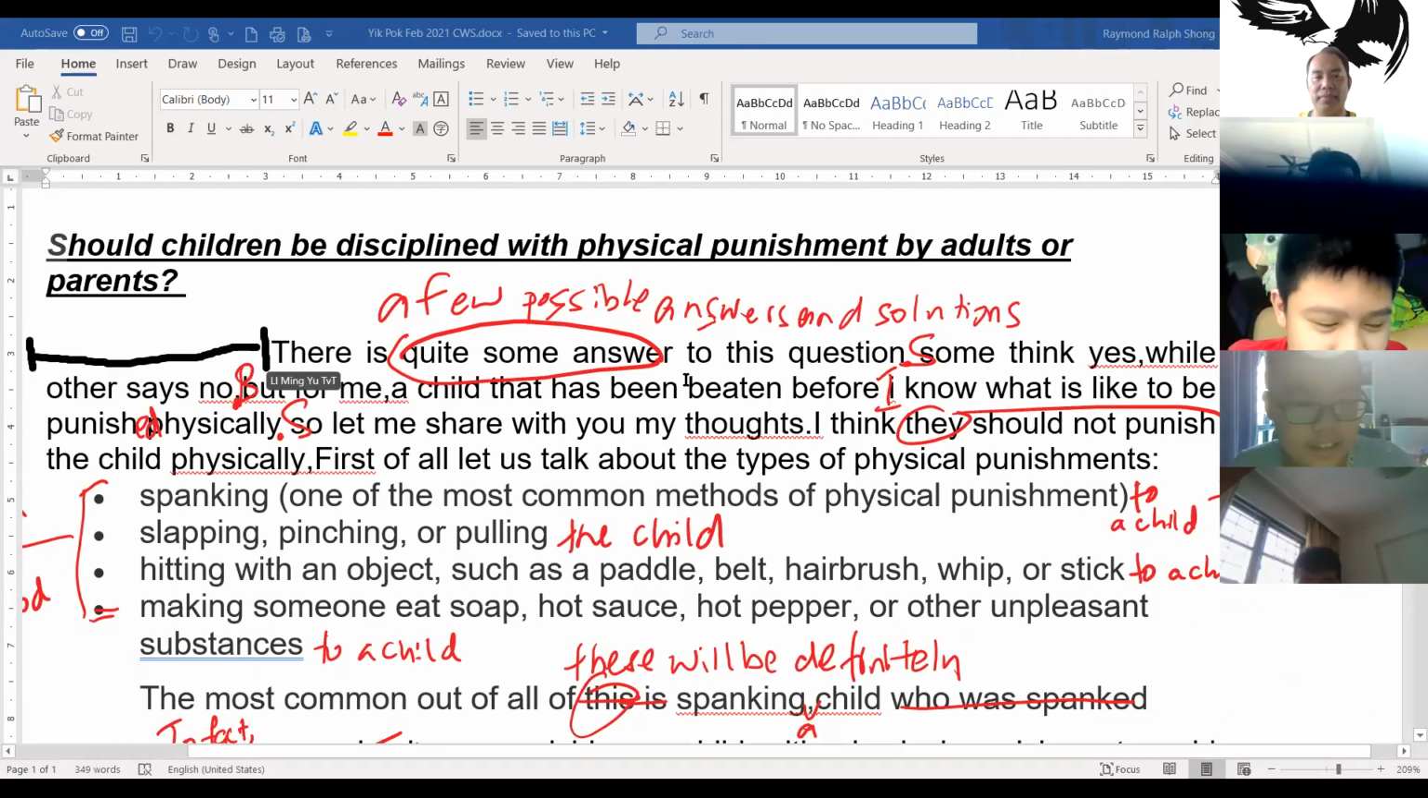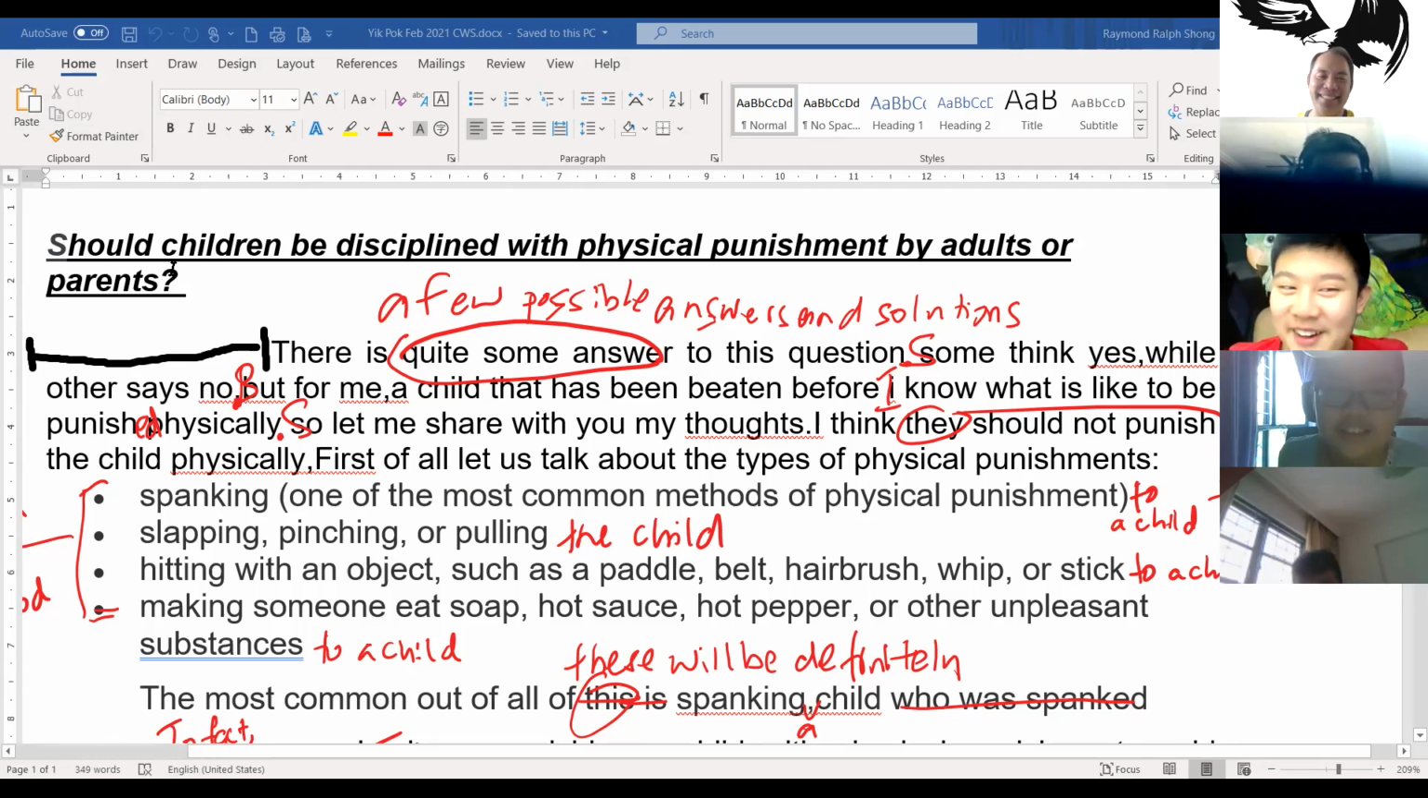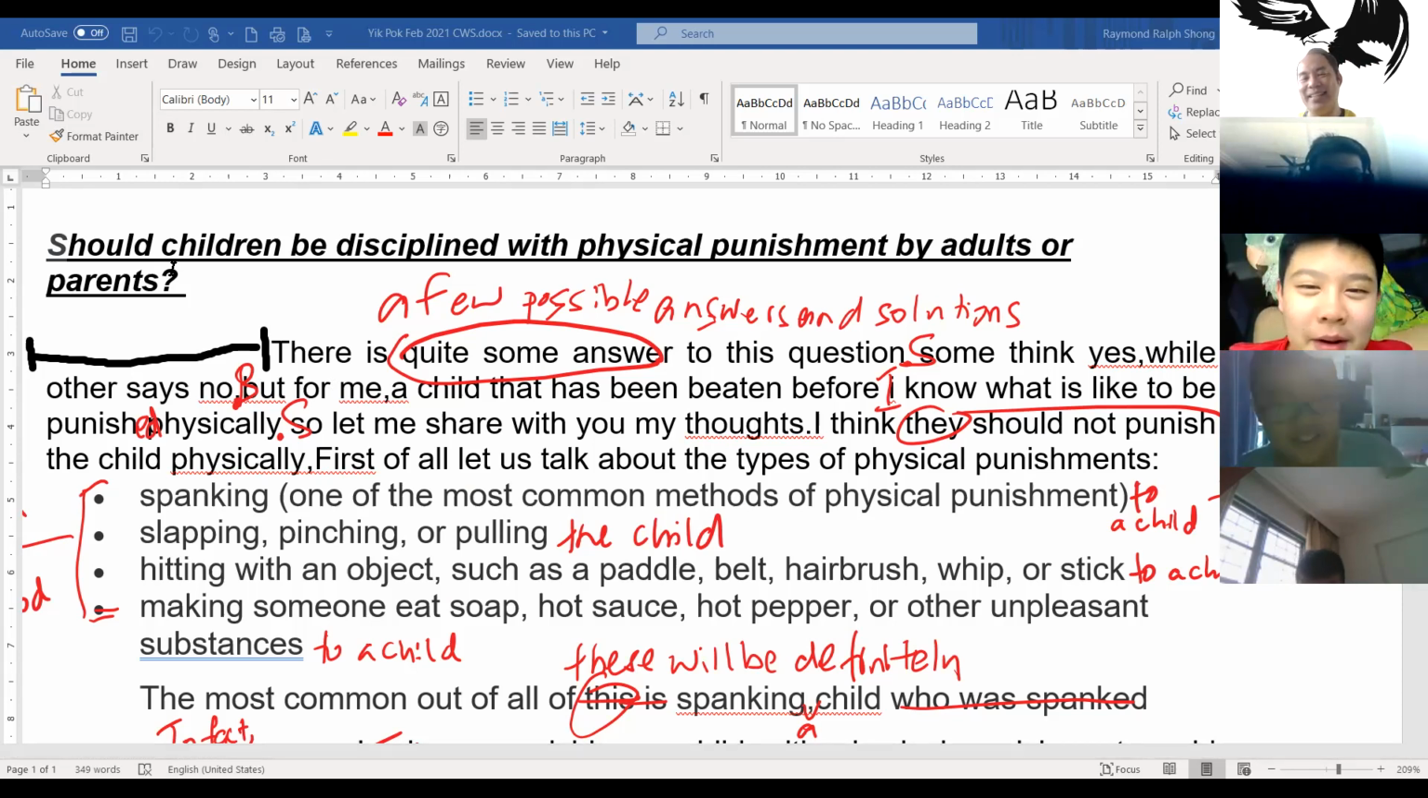Wait, what? Making a child eat soap? Yes, it's a punishment, like legit. Are you sure about that? I researched. American parents do that. But then after making the child eat soap, wouldn't they have to pay more? American parents do that when the child misbehaves. We are Singaporeans, so that is totally inappropriate. I'm serious, but I'm arguing against it, so yeah.